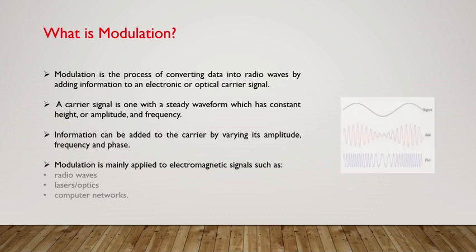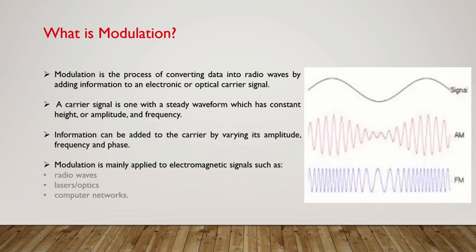First of all, what is modulation? Modulation is a process of converting data into radio waves by adding information to an electronic or optical carrier signal. A carrier signal is one with a steady waveform, which has constant height, amplitude and frequency, which is shown here.